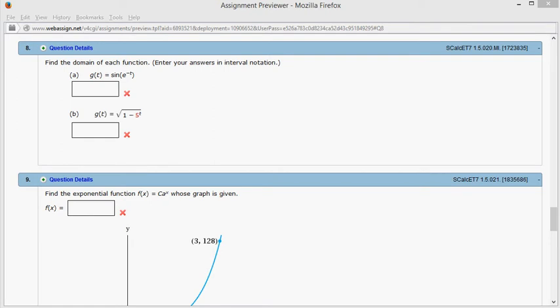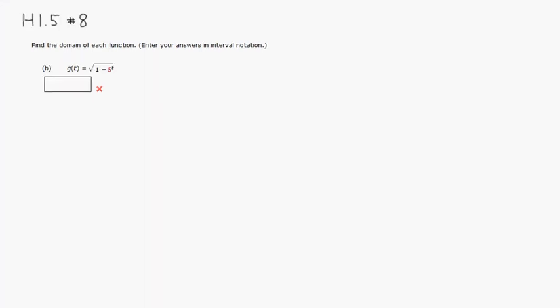Alright, let's look at homework 1.5, problem number 8, part B. Let's find the domain of this function here. Since we have a square root, the expression inside the square root must be non-negative, so it has to be greater than or equal to 0. Let's start with that.